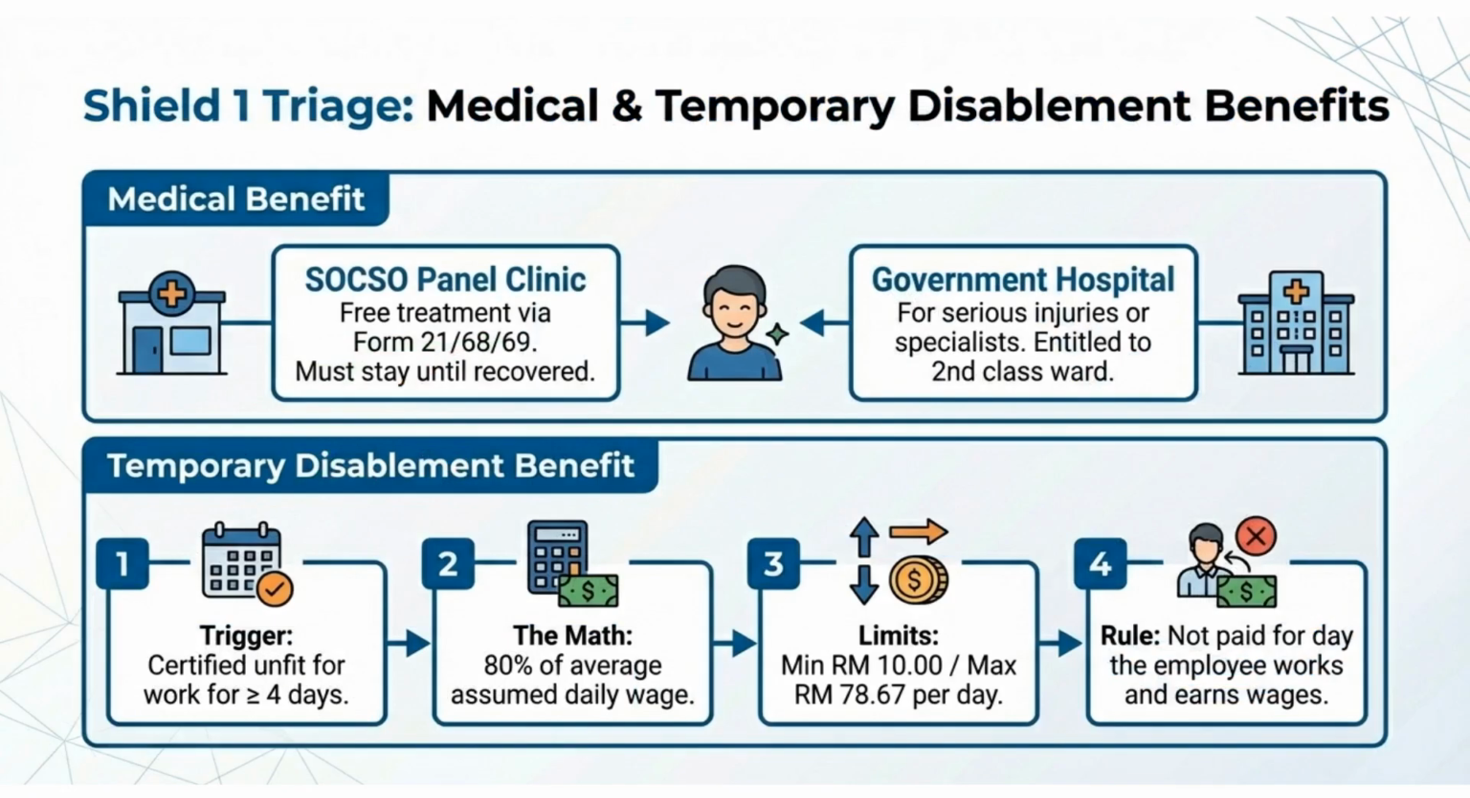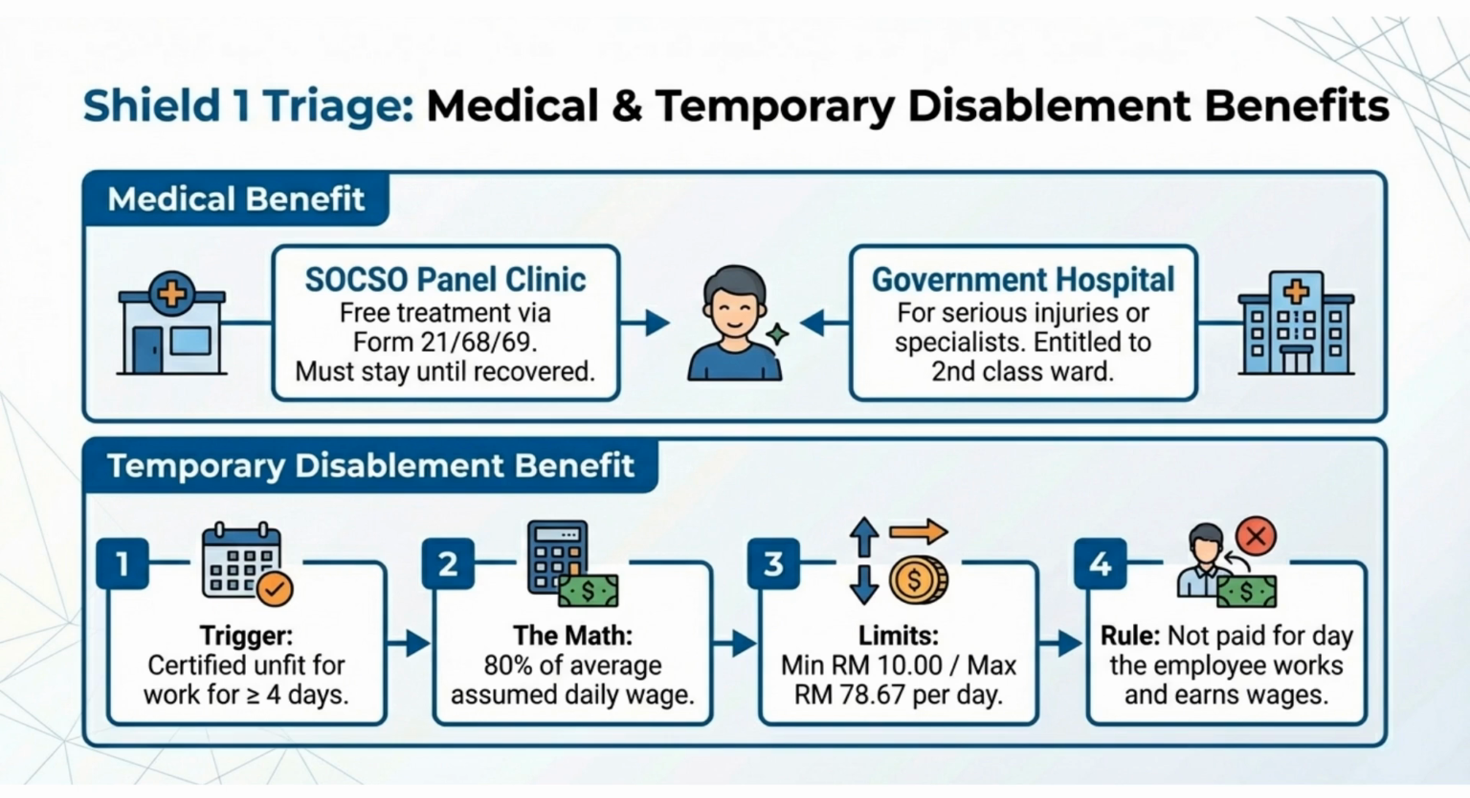The medical benefit provides free treatment at a SOCSO panel clinic or any government hospital or clinic. The employee or a representative must present the appropriate form, an accident report, Form 21 for injuries, or occupational disease forms 68 and 69 where relevant. Treatment at a panel clinic must continue at the same clinic until recovery, unless the employee is referred to a government hospital. For serious injuries, treatment should be at the nearest government hospital, where the employee is entitled to second-class ward treatment. Specialist treatment is also provided at government hospitals. SOCSO settles the medical bill directly with the provider.